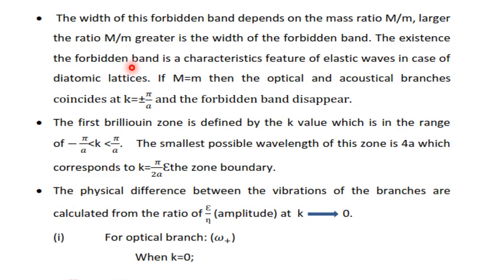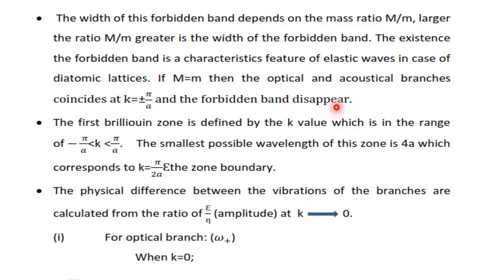The existence of the forbidden band is the characteristic feature of elastic waves in the case of a diatomic lattice. If capital M equals small m, then the optical and acoustical branches coincide at k equal to plus or minus pi by a, and the forbidden band will disappear. So the main factor deciding the bandwidth of the forbidden band is the mass ratio capital M by small m. When capital M by small m is greater, the forbidden band gap is greater.